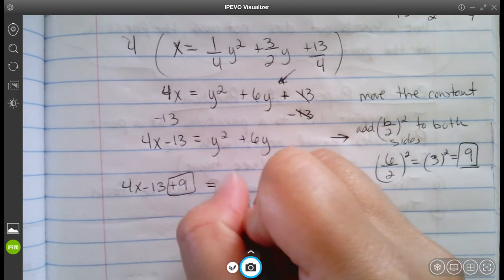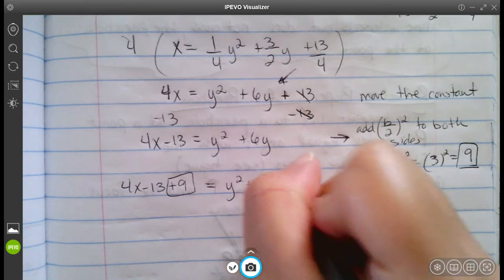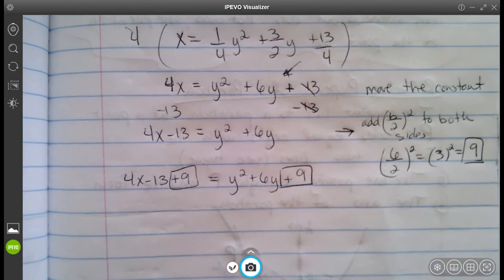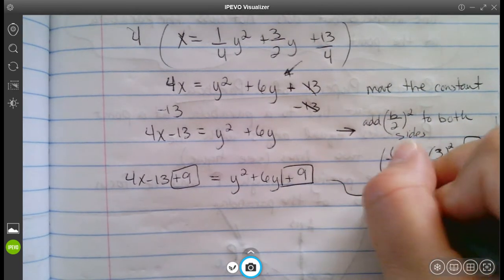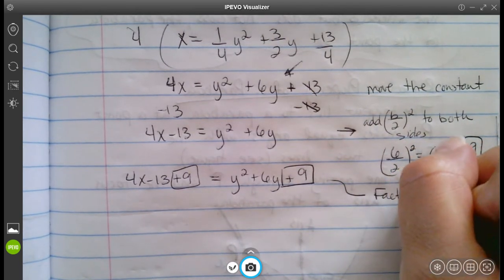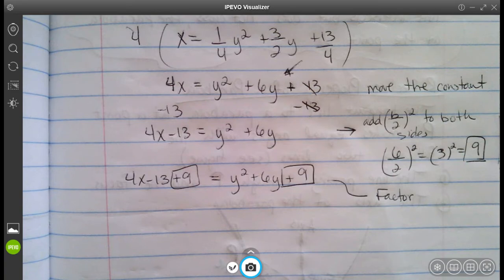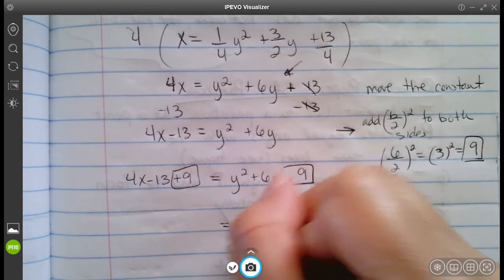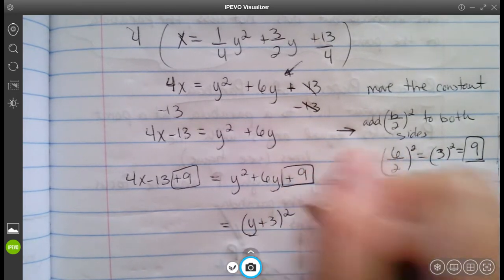And I believe I did it with a box last time I went over this topic. I kind of put a box and press it. We're going to add something to both sides. Okay, and then we're going to factor. Oh, actually, yeah, we can factor, that's fine. So we can factor this side, right? It's going to be y plus 3 squared.